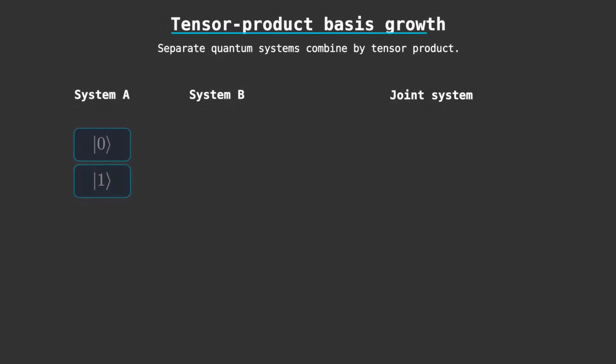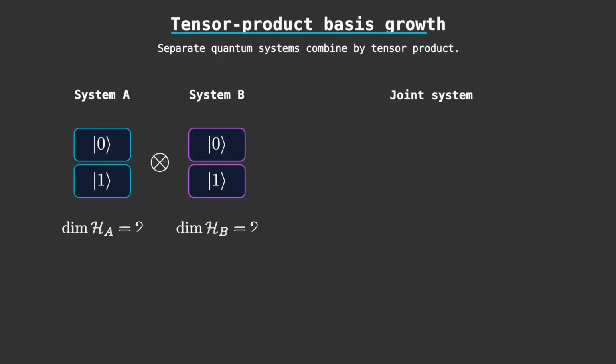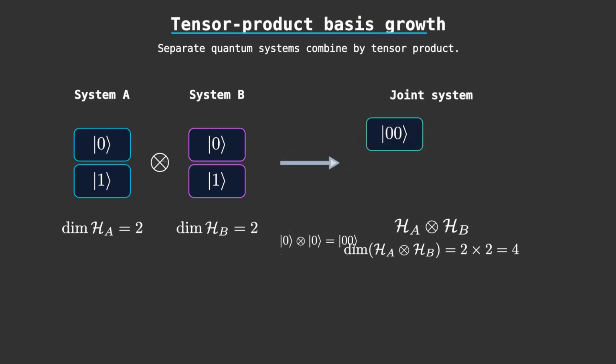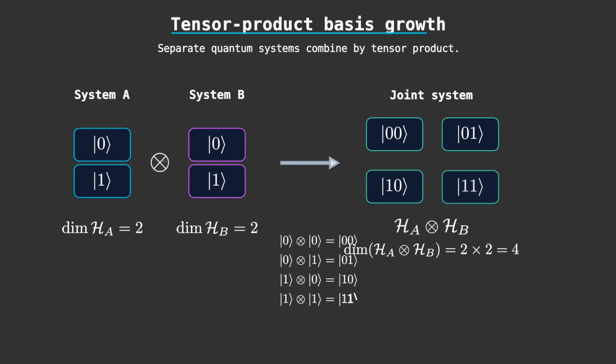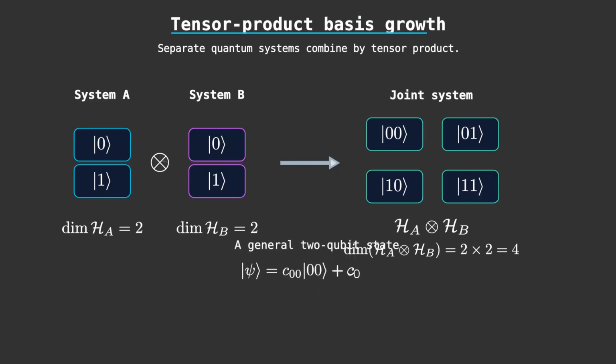Now we combine quantum systems using the tensor product. A single qubit has 2 basis states, ket 0 and ket 1. If we have 2 separate qubits, system A and system B each have dimension 2. The joint system has dimension 2 times 2, which is 4. Its basis states are ket 00, ket 01, ket 10, and ket 11.